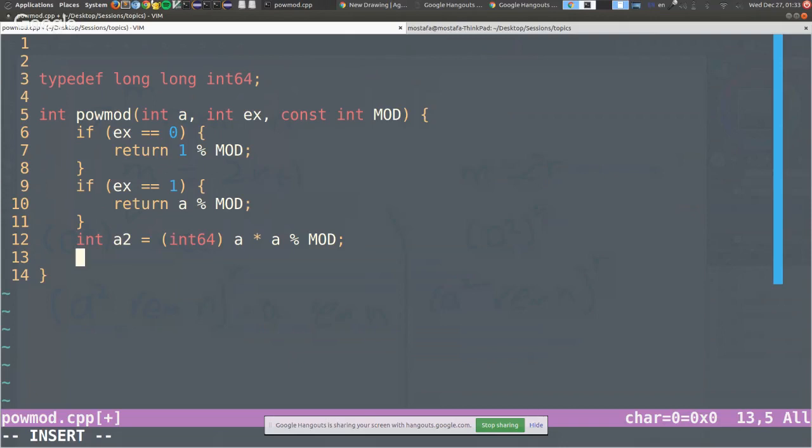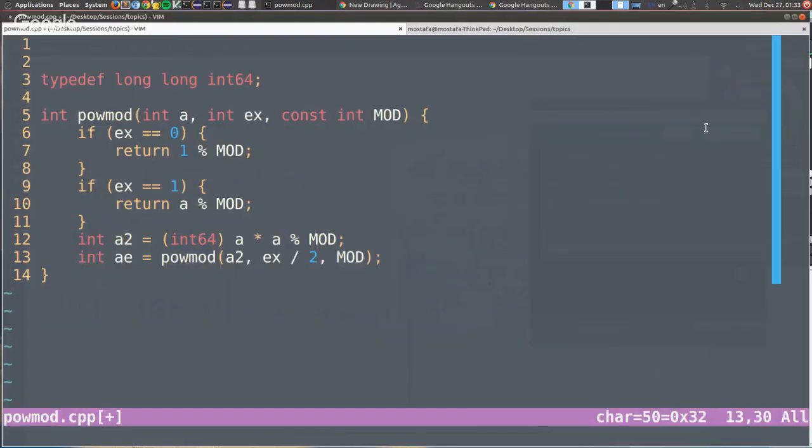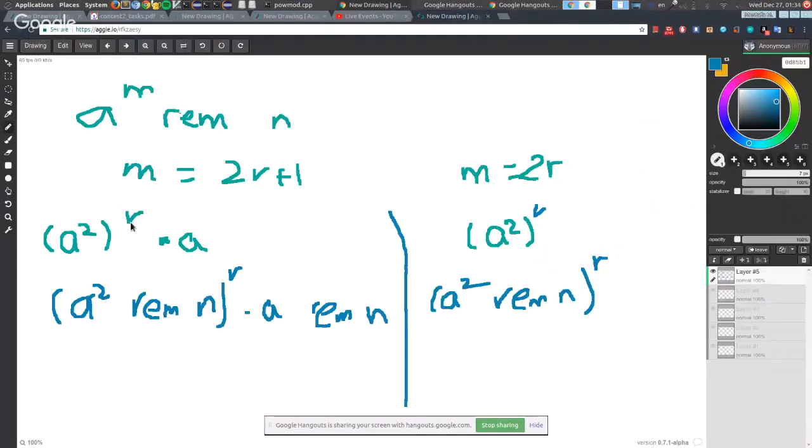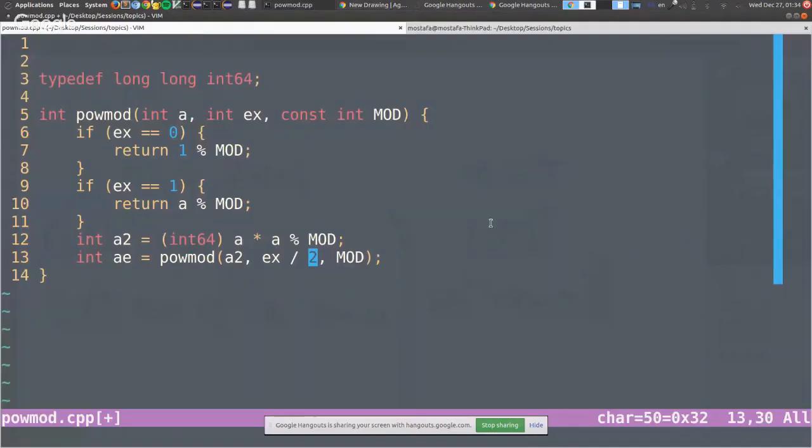And here we divide the power by 2, and I floor this, so it is this r regardless of what is the remainder. And then we check if the number is odd, then we multiply times a.